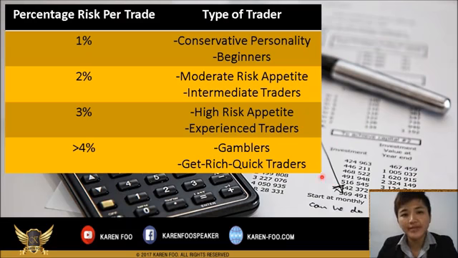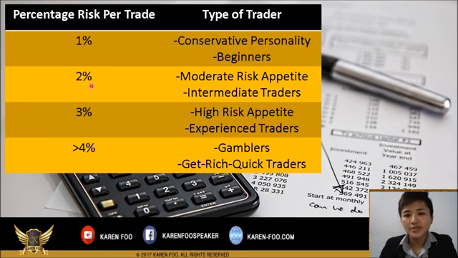So 1% is more suitable if you are a beginner, okay, start small, or you have a very conservative personality. So I've also seen experienced traders who are very profitable every single year. They still use a 1% risk per trade because their personality is more conservative. They are not so much of a risk taker, so they stick to 1%. And even with 1% risk, they can make 10 to 20% a year. So it's still pretty decent.